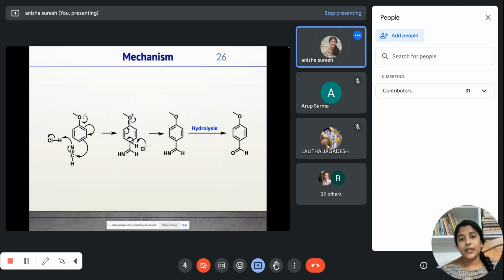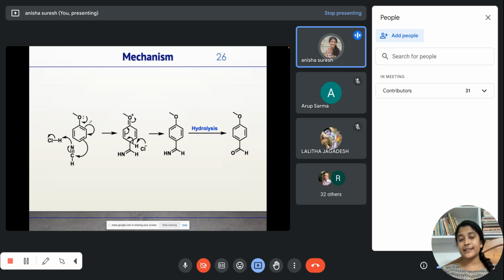So here this OMe will be electron donating in nature. So this lone pair of electrons will be pushed in this direction and it can directly go and attack this HCN here. But since resonance will be more when we are going to the para position, that will be more favored. It can undergo both ortho substitution as well as para substitution, but delocalization or resonance will be more in case of para substitution.